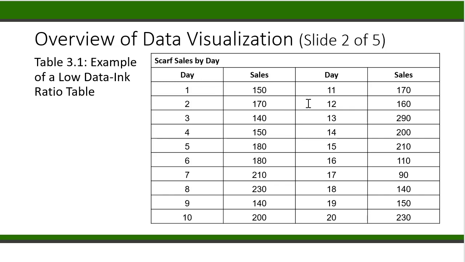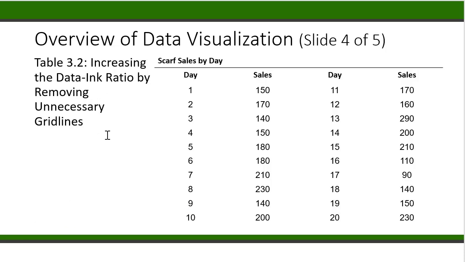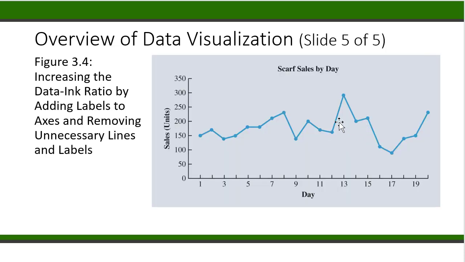So here's an example where we have a table that has a low data to ink ratio. These grid lines may not be adding any information. We have a similar example here in the chart where these horizontal lines may not be offering any information as well. So we can increase that data to ink ratio by removing those grid lines. And so you can see we're presenting that information and we can see it just fine. We don't need those extra lines of ink in there. Similarly, we can do the same thing with a chart.